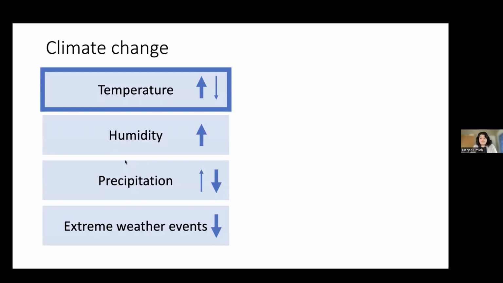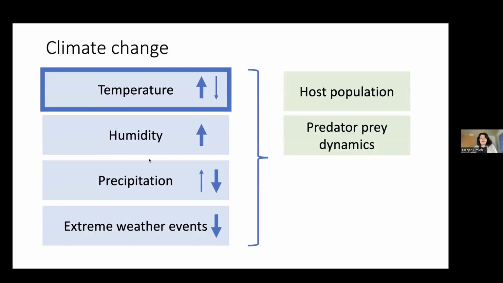The other thing that these climate variables do is that they can have indirect influences on tick populations. And so when we look at the indirect influences, what we see is that the combination of these climatic variables can change host population availability and abundance, as well as alter the predator-prey dynamics. And this is directly linked to where ticks end up.